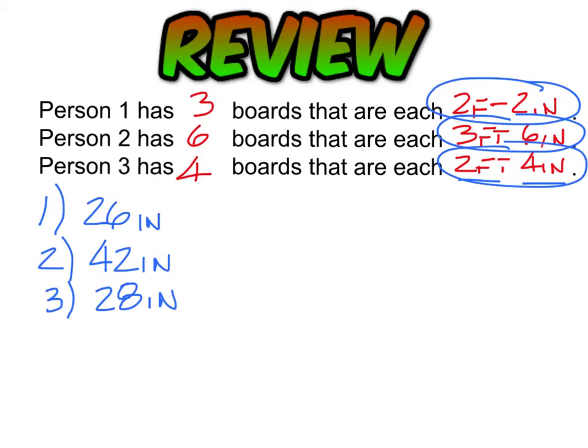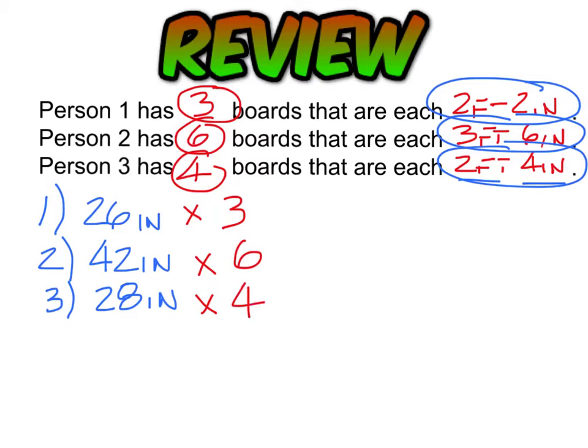Now, you have to multiply each of those, and this will be a common mistake if you miss this one. You got to multiply each of those by the number of boards there are of that length. So on the first one there are 3 of them, 6 of the second one, and 4 of the third one. When you multiply that out, 26 times 3 is going to be 78. 42 times 6 is 252. And then 28 times 4 would be 112.